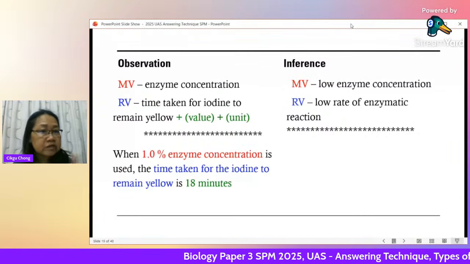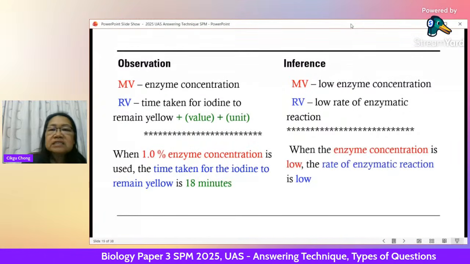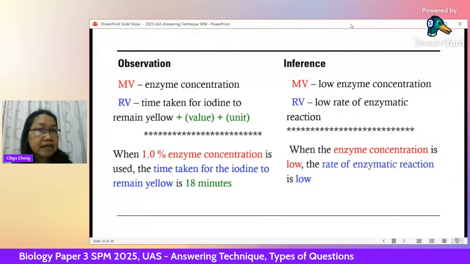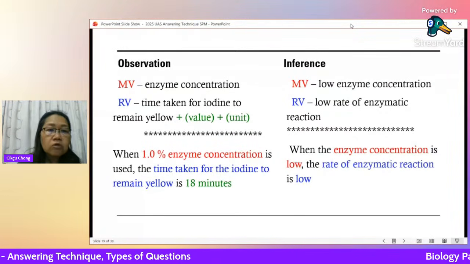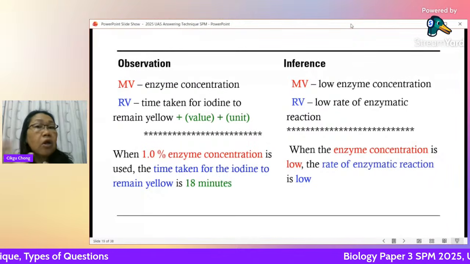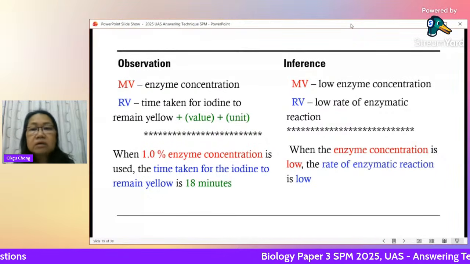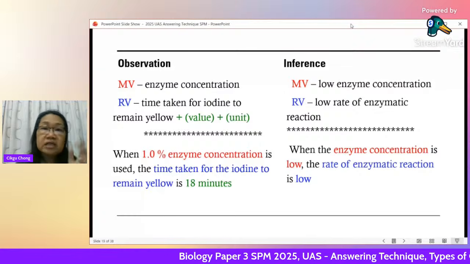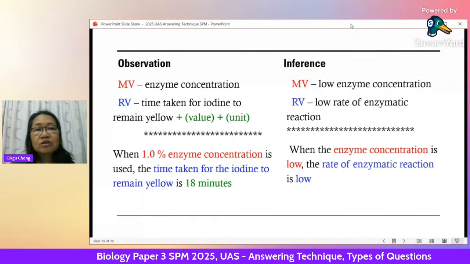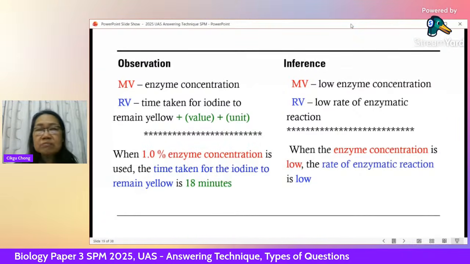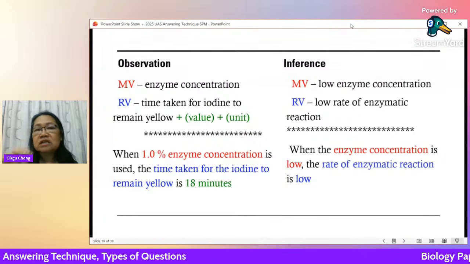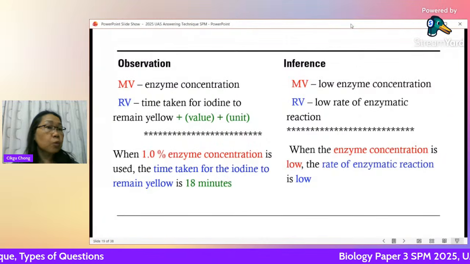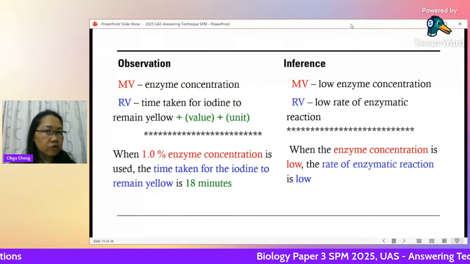So your inference for this is: when the enzyme concentration is low, 1.0% is low, the rate of enzyme reaction is low. That means the time taken is long. When time taken is long, that means the rate is low. Understand or not? Don't use the same inference. I always get students answering the same thing again. Inference is not using the same words like you use for observation.